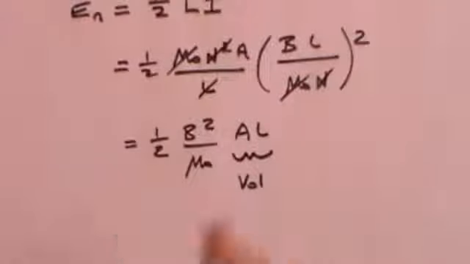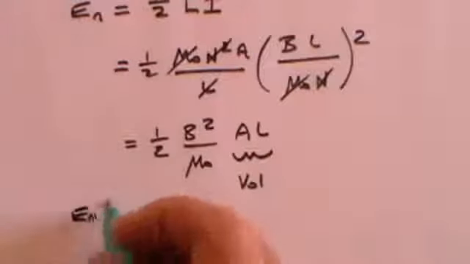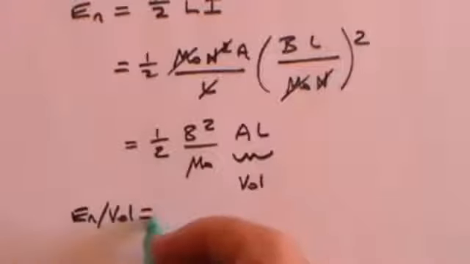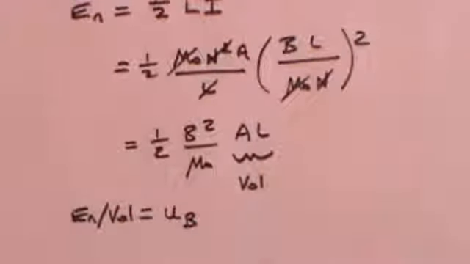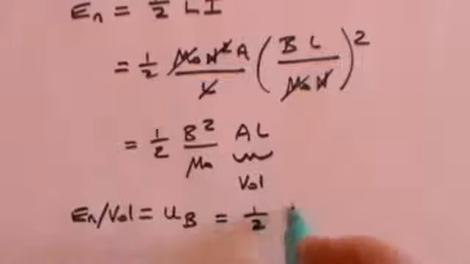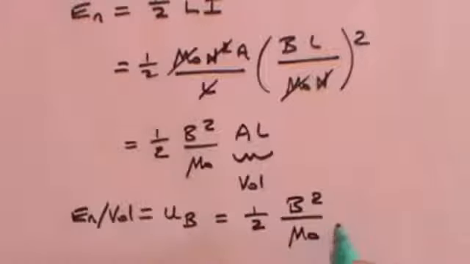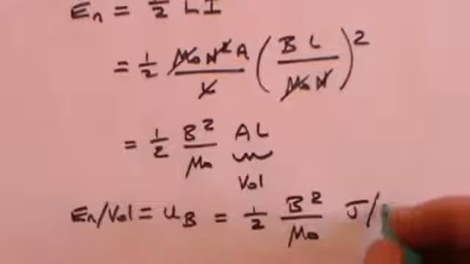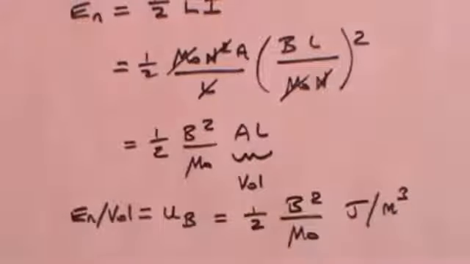So once again, we've got that the energy per unit volume of the solenoid, which we will now call UB, representing the energy stored in the magnetic field, is a half B squared over mu naught. And that also will be measured in joules per metre cubed.